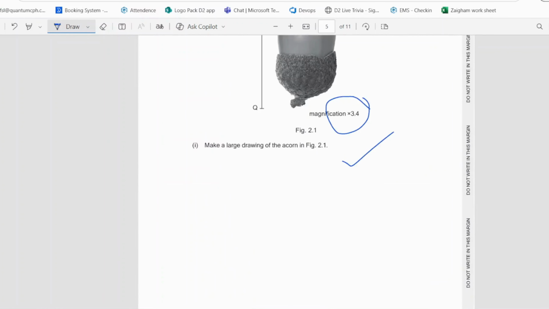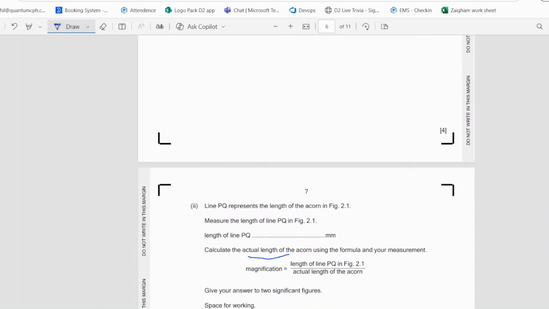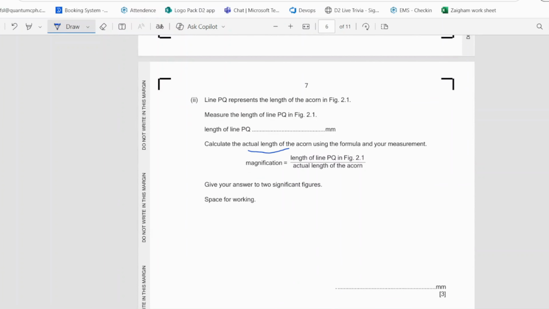Wait, okay, no, we don't need it for the diagram. We need it from that line PQ. Line PQ. Okay. So that would be 25. Okay, correct. Next one.